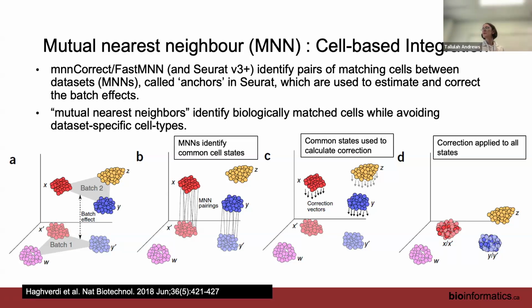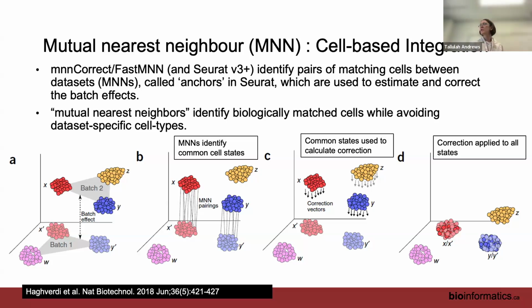But if you look at this yellow group, that yellow group doesn't have a good match in the other batch. So that yellow group will say, hey, blue group, I think I'm most similar to you. And the blue group in the other batch will say, no, no, no, we're most similar to the blue group. So they won't get a match. So it will be able to tell apart cell types that are unique to one batch versus the cell types that are shared between the batches.